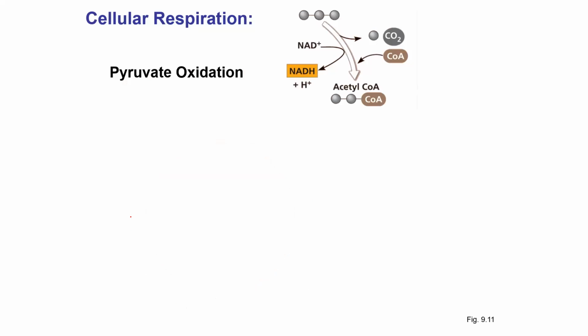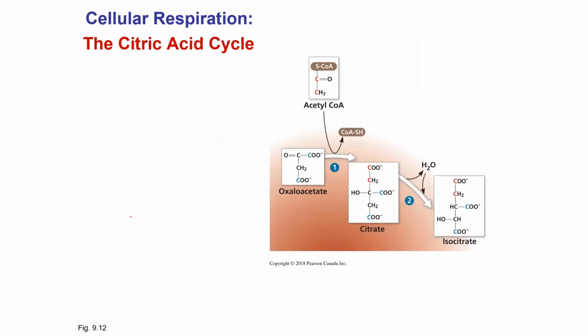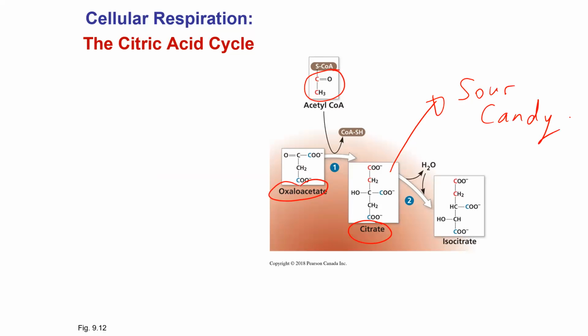So let's take a look at the details of this. I guess that slide is a repeat. Okay, so there's our first step here. Our first step is we take this compound here. It's called oxaloacetate. We take the two carbons from acetyl-CoA and we make something called citrate. So citrate, by the way, is the same compound that you'd have in sour candy. So it tastes delicious if you like sour candy.